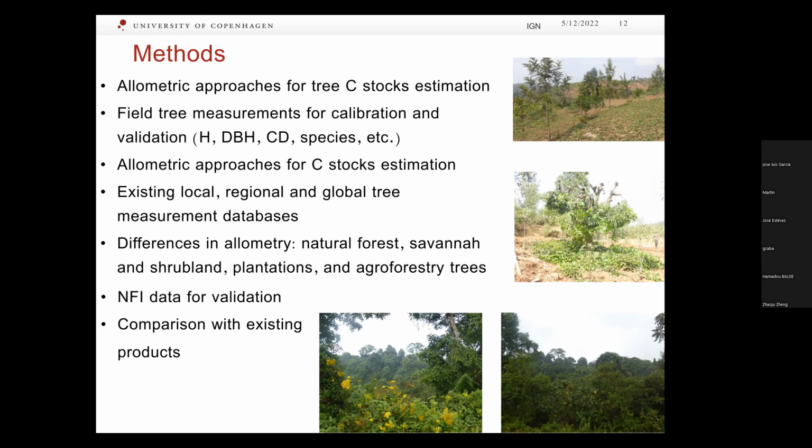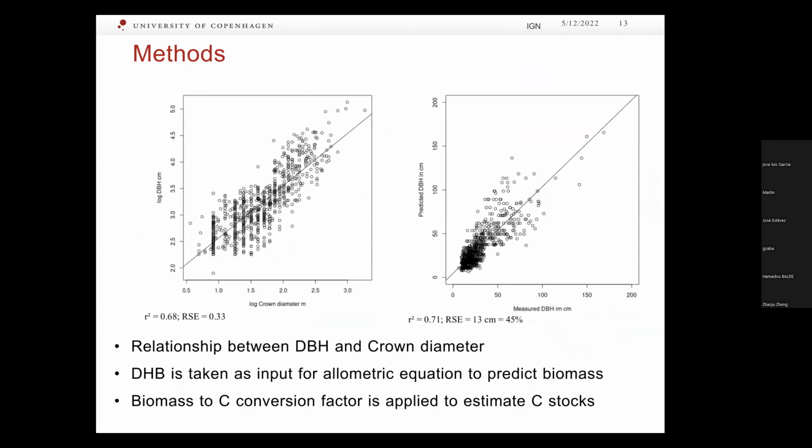So during the field campaign, we measured the height, the diameter at breast height, crown diameter, species, and all of those. And yeah, I think this one I've already mentioned. And here are just other examples of trees from the farmland and from the natural forest in the lower right corner. And this is an example of how the crown diameter relates to the diameter at breast height.